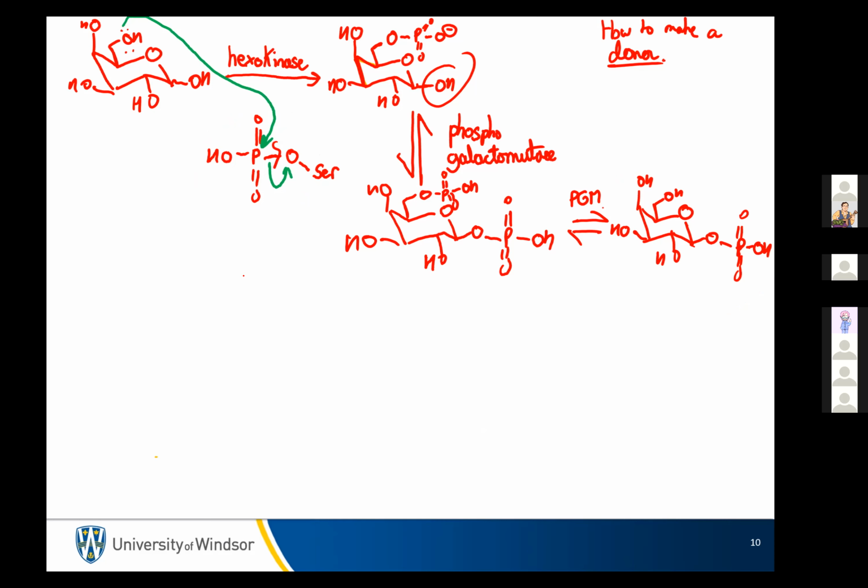And then what it does, it reacts this with an enzyme called UTP pyrophosphorylase. So uracil triphosphate pyrophosphorylase. And unsurprisingly, we're going to react with uracil triphosphate. So there's uracil. I'm not going to draw it back out again. It's a triphosphate.